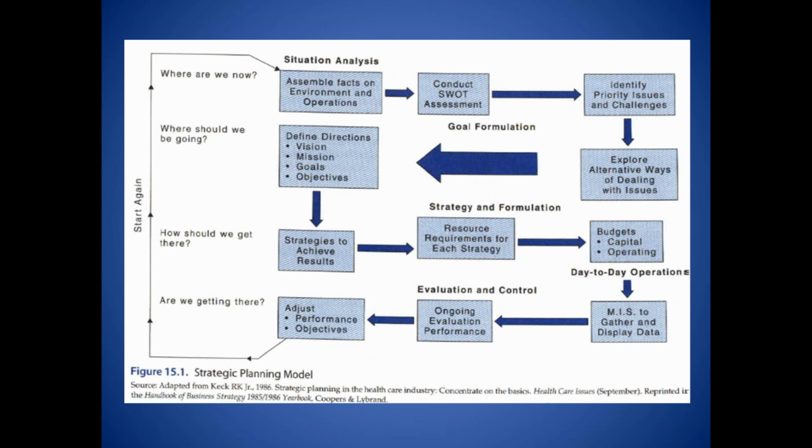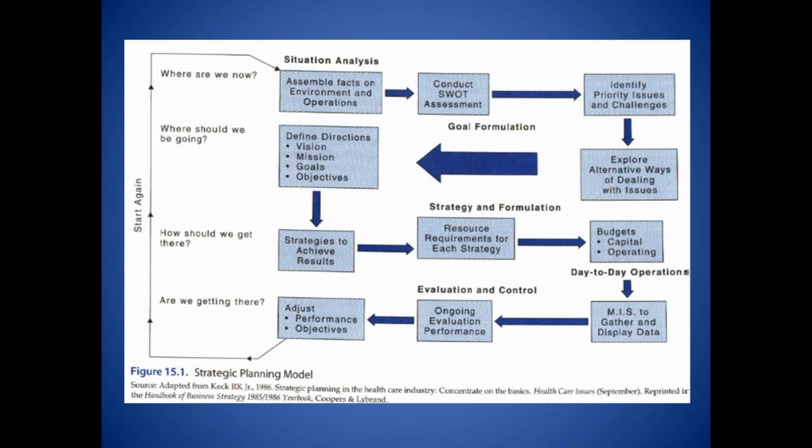And what that leads us to is the second question: where should we be going? And in that, we try to define our direction. We talk about the organization's vision and mission, our goals and objectives. So from there, we develop strategies. How should we get there? What are the specific actions we're going to take, our programs that we're going to use to achieve the goals that we've identified for the organization?